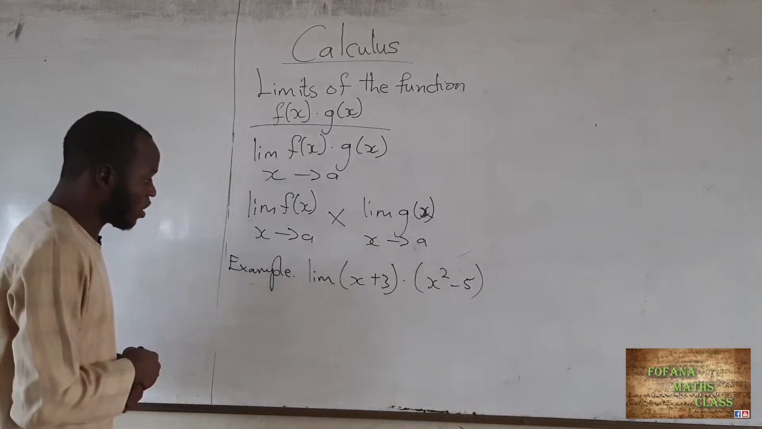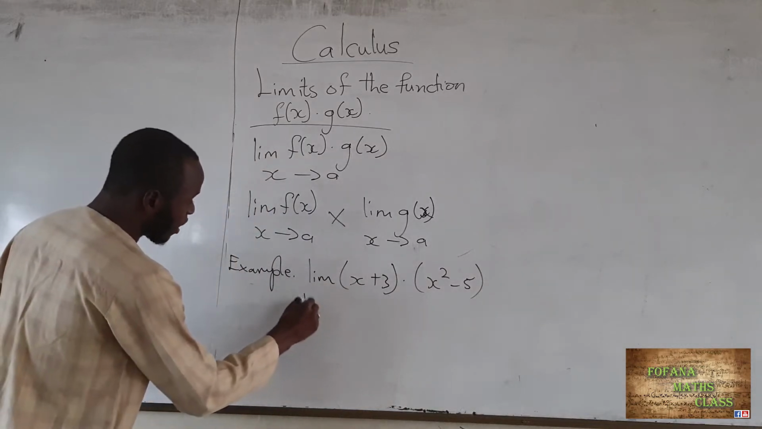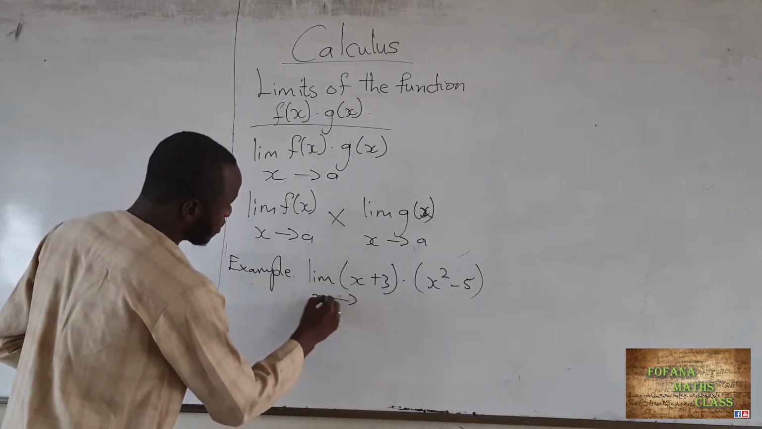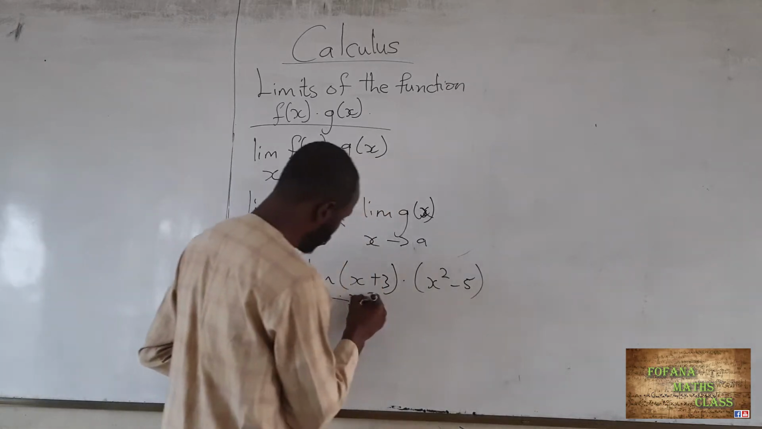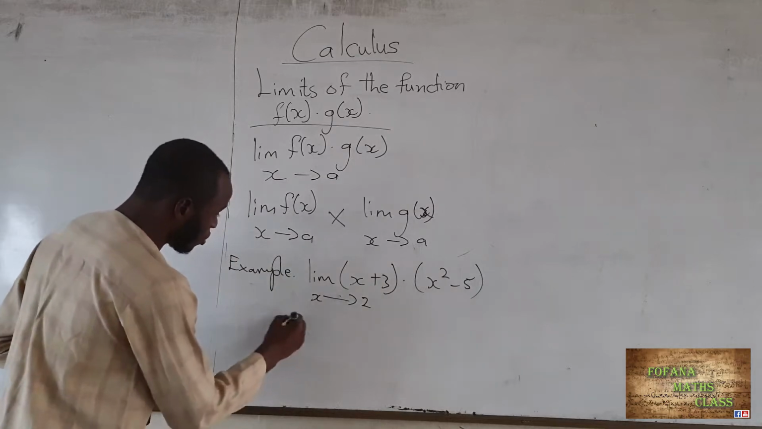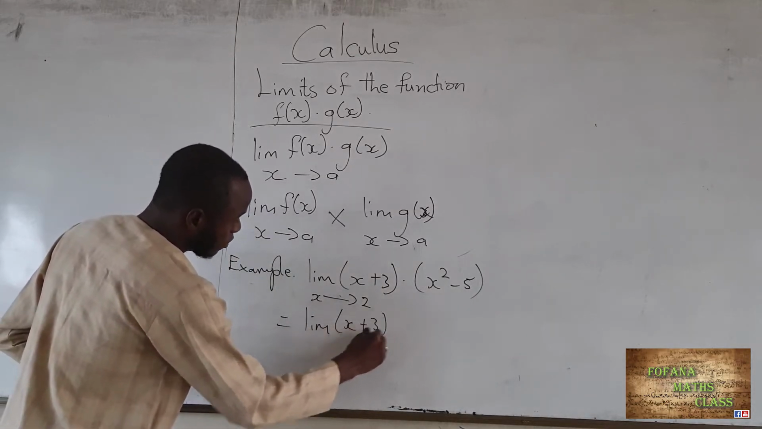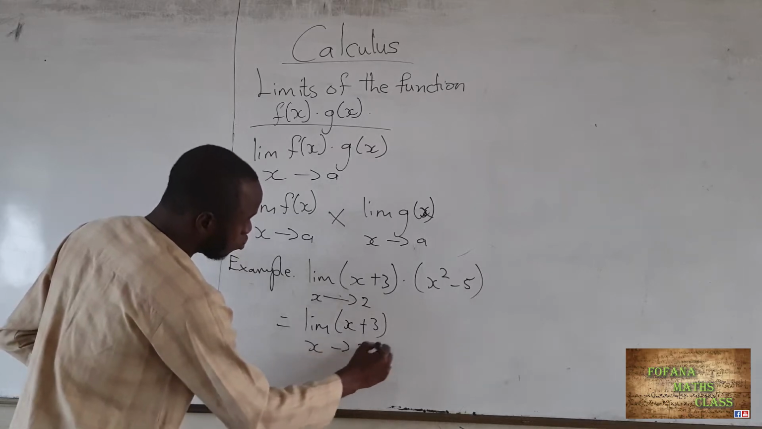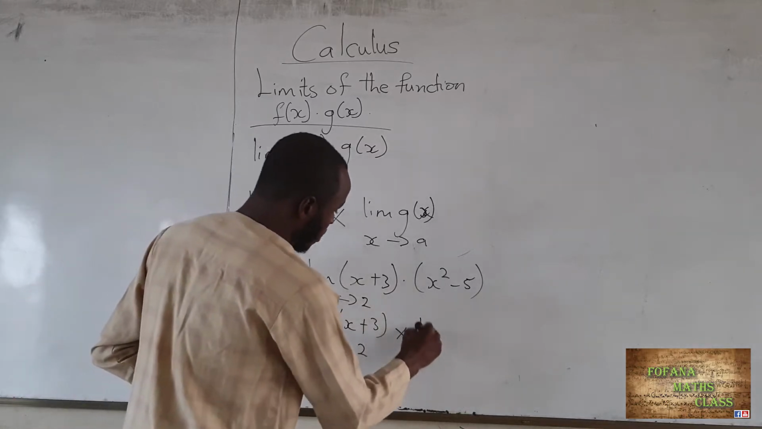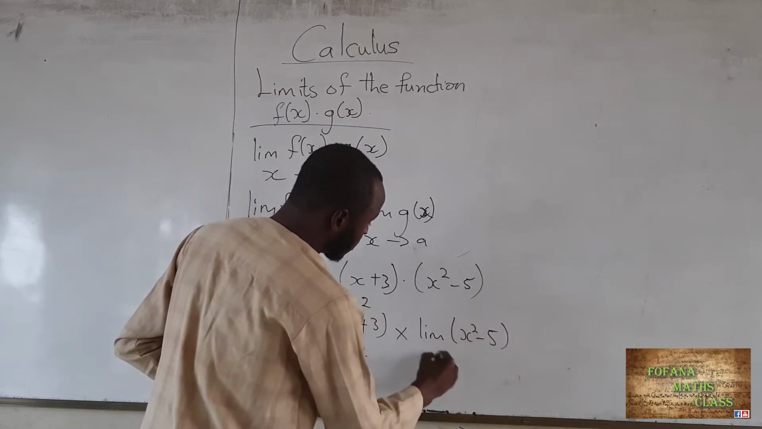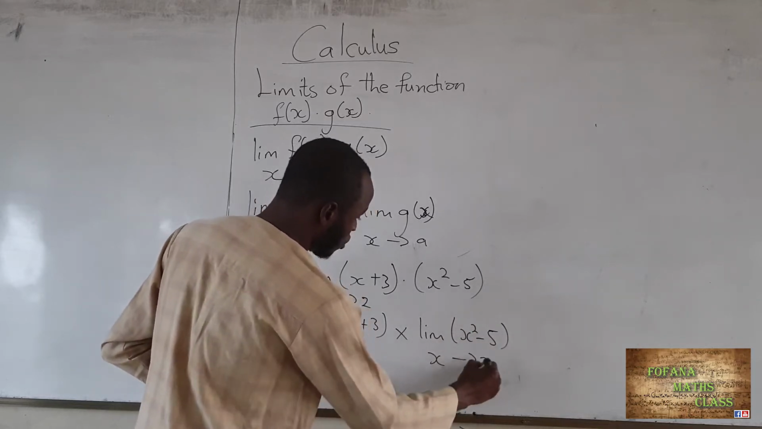How do we deal with this? All you need to do is take them separately. Here, as x approaches 2, we take the limit of the first function as x approaches 2, times the limit of the second function as x approaches 2.